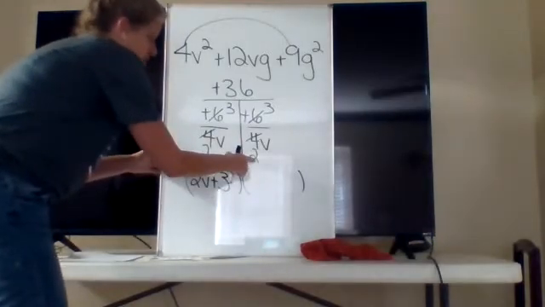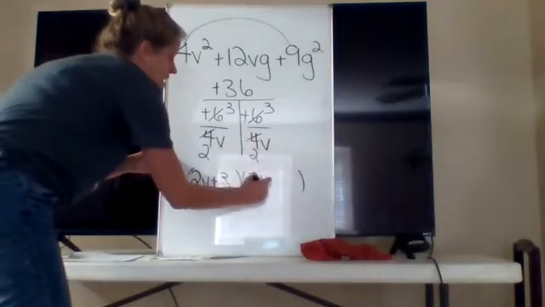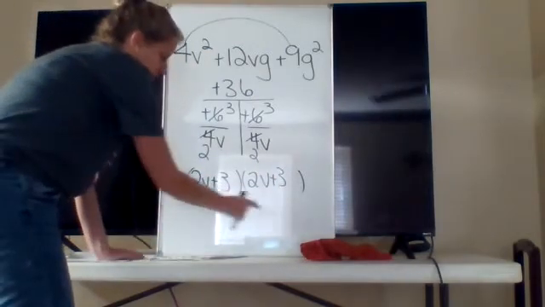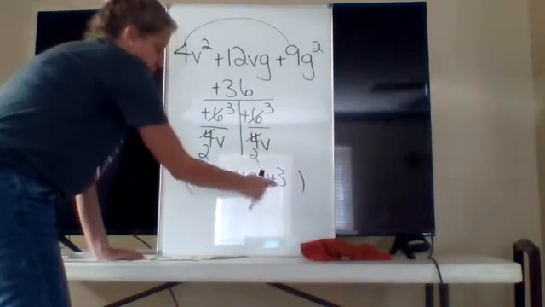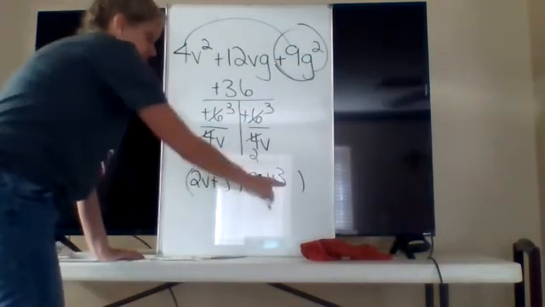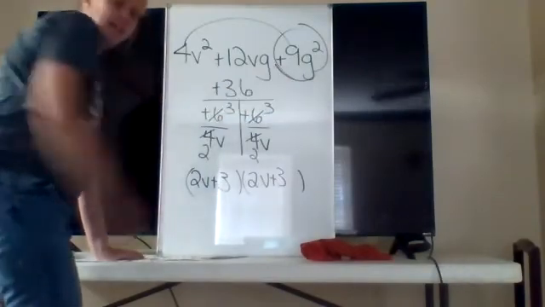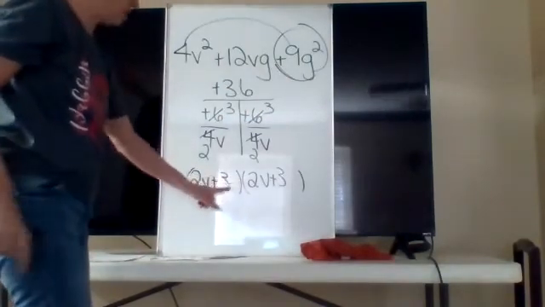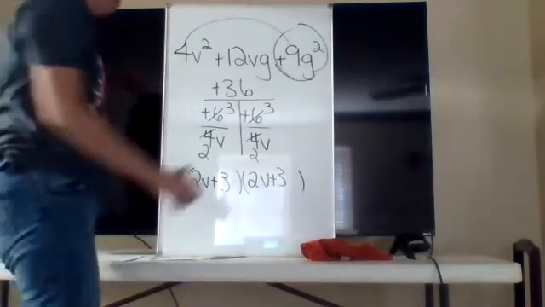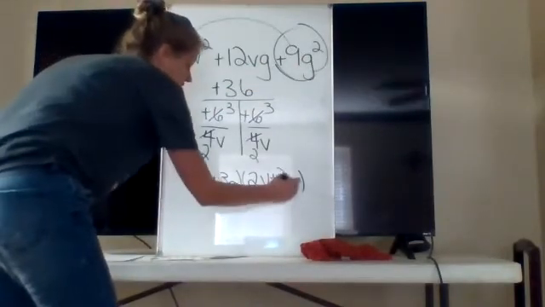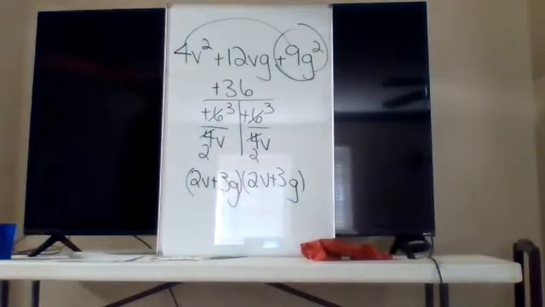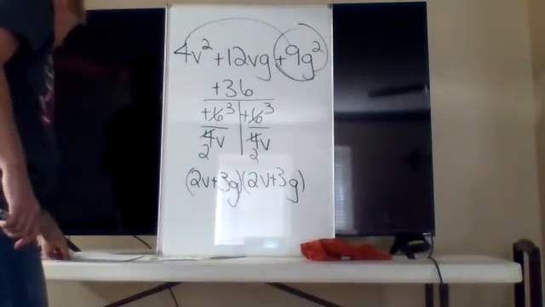This one's the same thing, right? 2v plus 3. Now, here's what's interesting about this one, is this number right here has to multiply to give you what's at the end here. So I see the 9. 3 times 3 is 9. But what do these 3's need on them to get 9g squared? Both of these 3's need g's on them, right? 3g times 3g is what will give you that 9g squared.